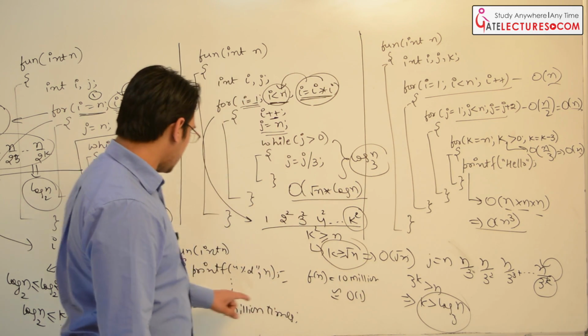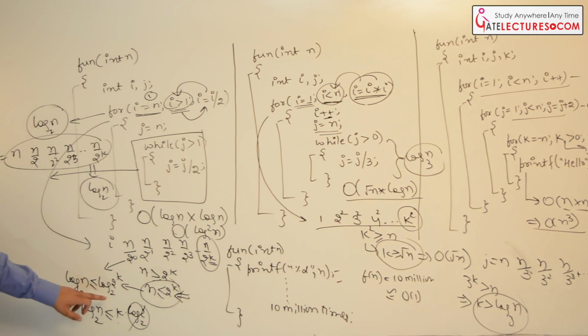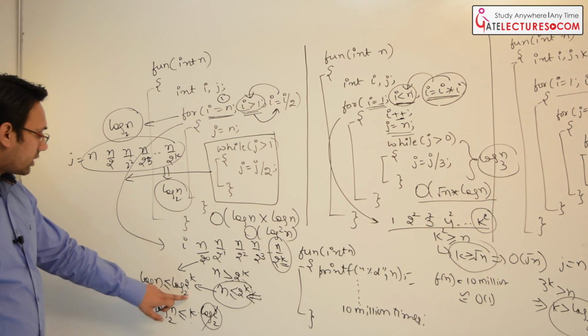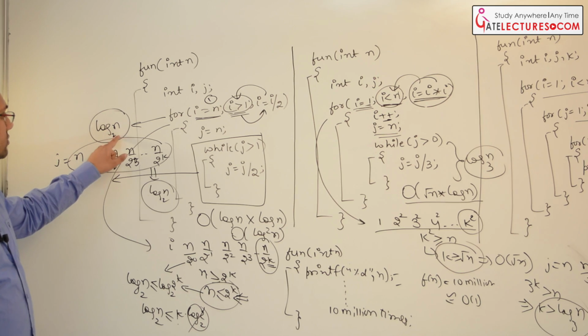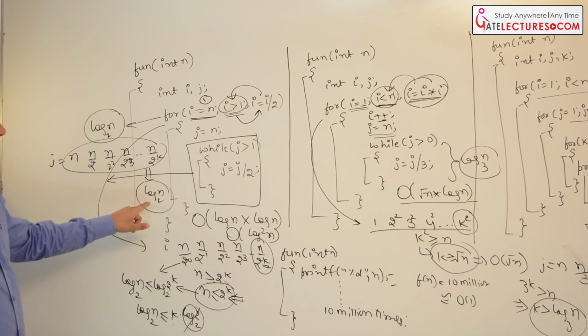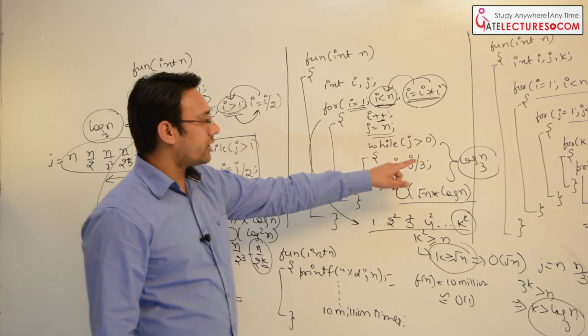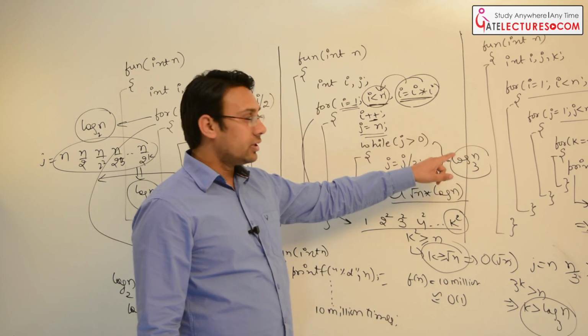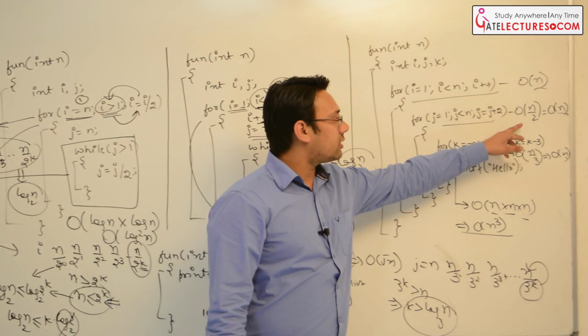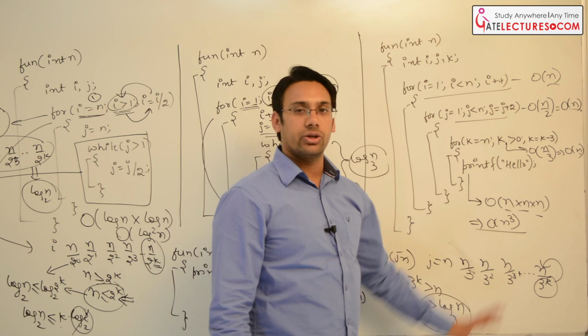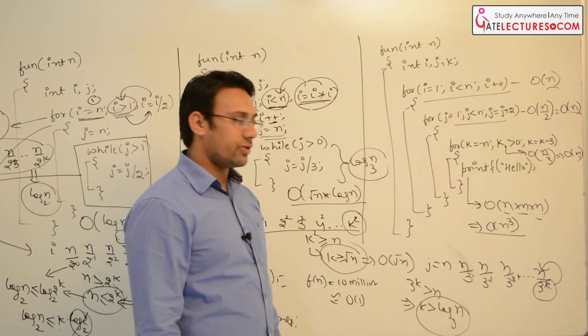Again, see, in these examples, this is the base value. We are going to write it as log n base 2. We are only going to write it as log n, right? Here we are going to get log n base 3. We are going to write it as only log n. And here we are going to get n by 2. That is, we are only going to write them as order of n only.